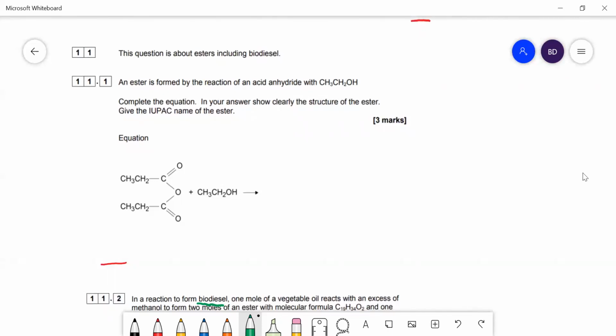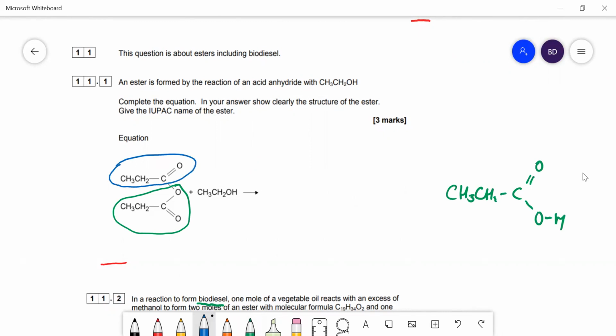Anyway, this ester is formed by the reaction of an acid anhydride with ethanol. What is going to happen is basically this bit is going to drop off and form a carboxylic acid. So that's going to form CH3CH2 carboxylic acid, and this acyl group is going to stick on that oxygen there. Of course, this hydrogen goes off to the carboxylic acid. So the ester we're going to get is CH3CH2, that's from the acid anhydride, and then this bit's coming from the ethanol. That's the answer there.